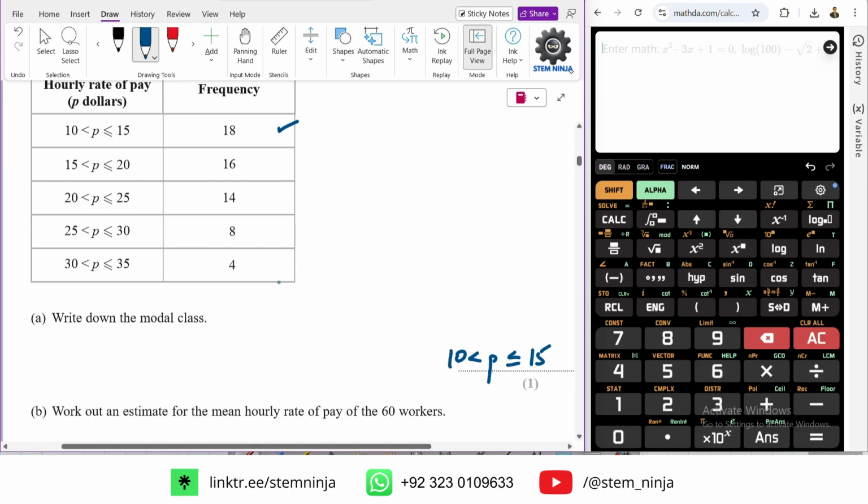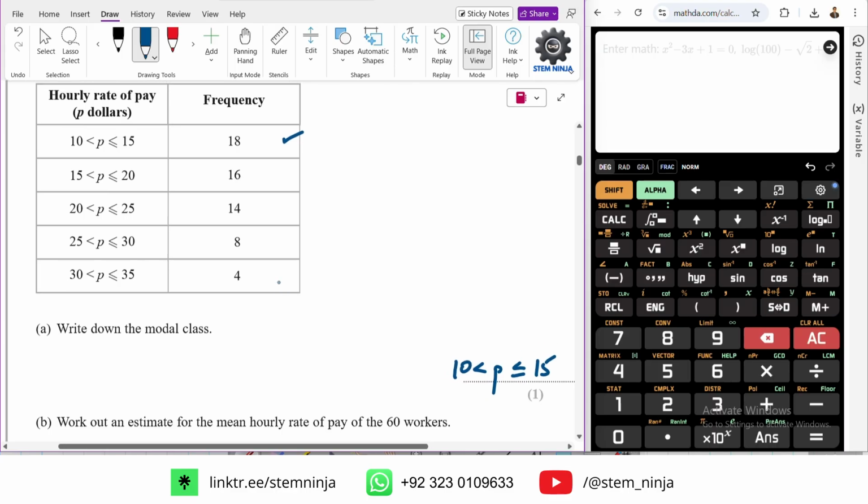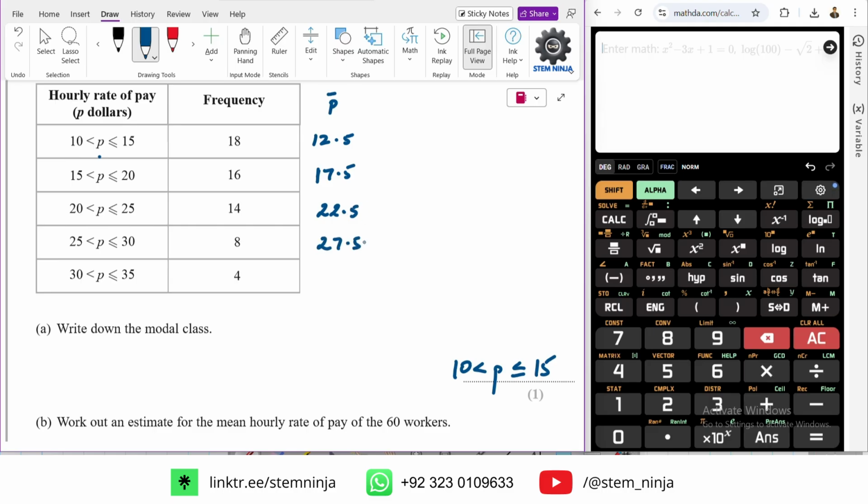Work out the estimate of the mean hourly rate of pay of the 60 workers. For this we need to figure out the mean of each class. So 10 to 15, the mean would be 12.5. 15 to 20, 17.5. Once again, for every class we need the mean of that particular class. This would be 22.5, this would be 27.5, and this would be 32.5. Simple, just the mean. For example, 10 plus 15 divided by 2, you get 12.5.